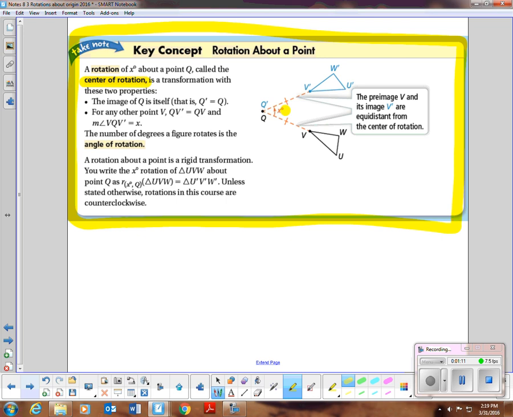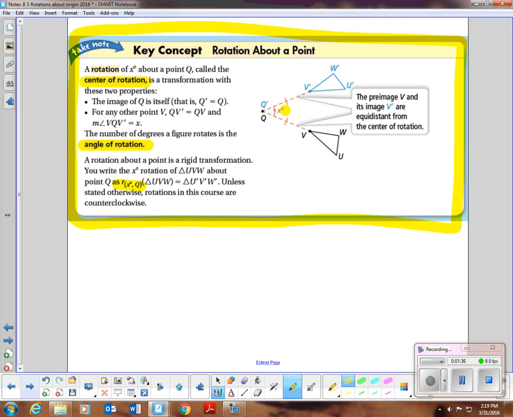Okay, the number of degrees a figure rotates is called the angle of rotation. And for all intents and purposes, since this is an algebra-based geometry, we pretty much just look at the 90, 180, and 270 degree rotations. Any other rotations involve a protractor and a compass, and we don't really do those right now. Okay. And so they even show you some of the notations that are used.